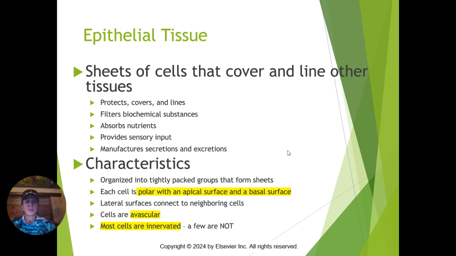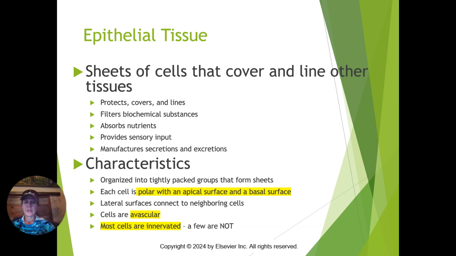So we're going to start with epithelial tissues, and this lecture is going to be really heavy on epithelial tissue and connective tissue. Muscle and nervous system really kind of have their own whole chapters that we're going to deal with at later dates, but we will touch on them a little bit. So in general, epithelial tissue is just sheets of tissue that cover and line other tissues. It helps to filter out biochemical substances, helps to absorb nutrients in different portions of the body, allows for provision of sensory input, and it helps to manufacture secretions and excretions.